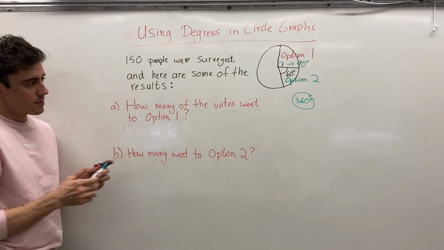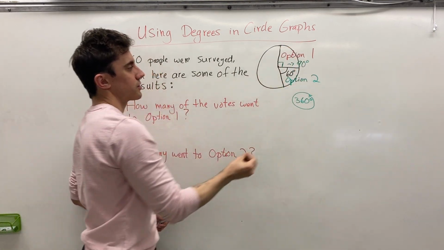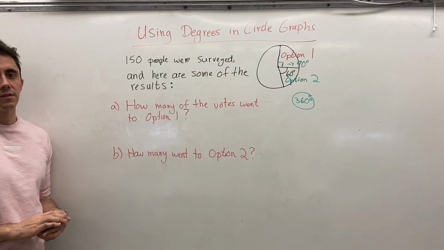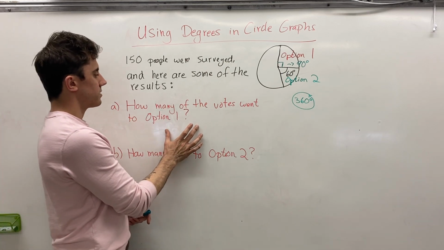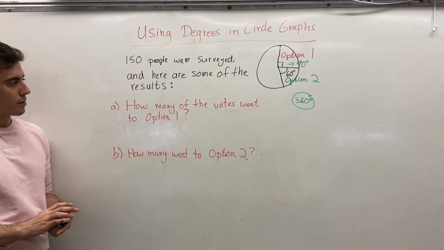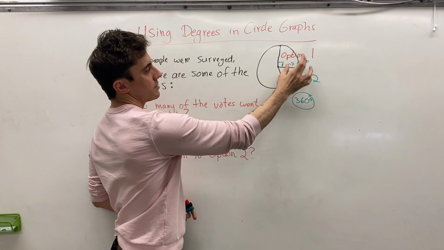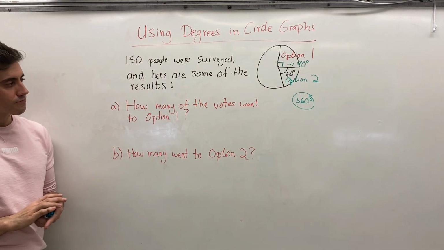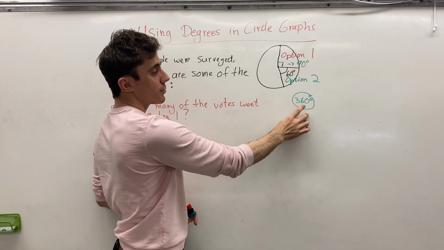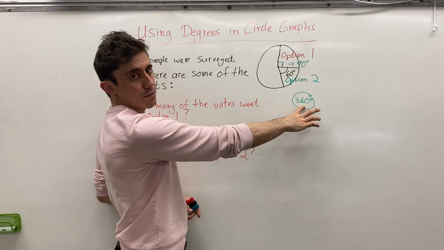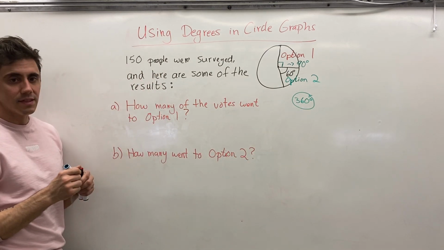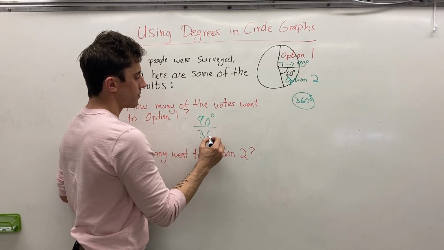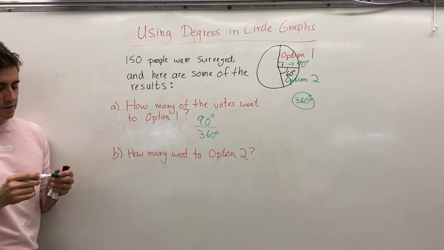And so we can use the fractions of the sections to determine how many of the votes went to each section, okay? So for option 1, it asks us how many votes went to option 1. Well, if option 1 takes up 90 degrees worth of area of the circle, then it takes up 90 degrees of the 360 degrees that are available, right? And so we can write that as a fraction. We can write that as 90 degrees out of a possible 360 degrees of area, okay?